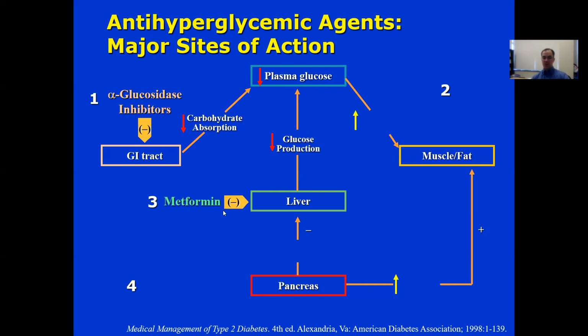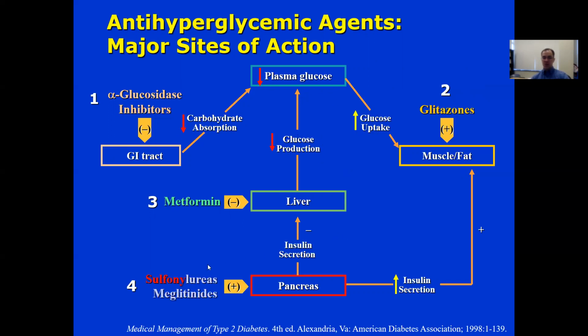Doctors will also prescribe metformin, which causes the liver to reduce liver production, a decrease in hepatic glucose production, which is going to decrease plasma glucose levels. You also have glitazones, which cause the muscle and fat to increase the glucose uptake into these tissues, which decreases plasma glucose levels. You also have sulfonylureas. These cause the pancreas to release insulin, and that causes the liver to decrease glucose production, decreasing plasma glucose. And the insulin secretion also causes the muscle and fat to take up glucose, which decreases plasma glucose.